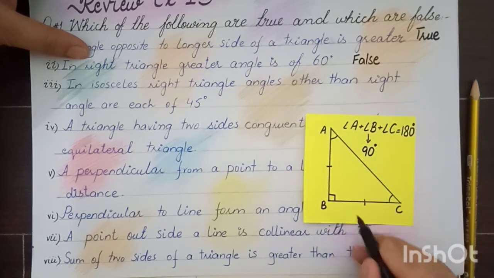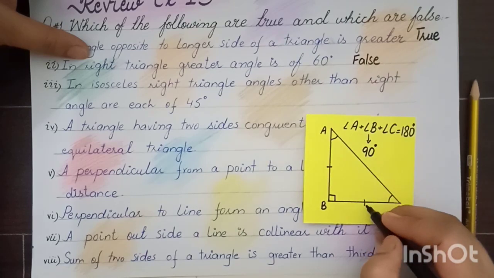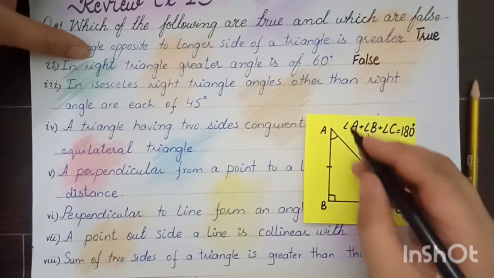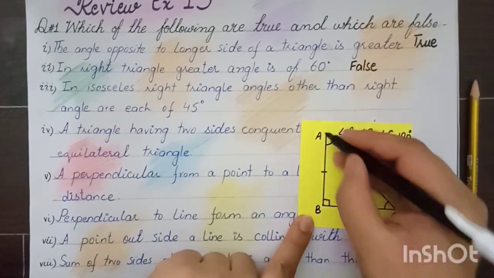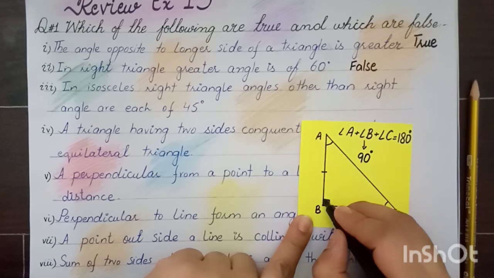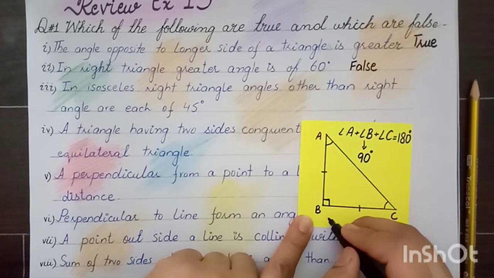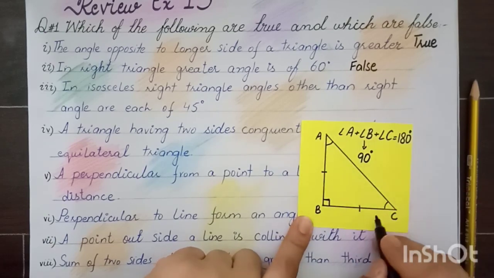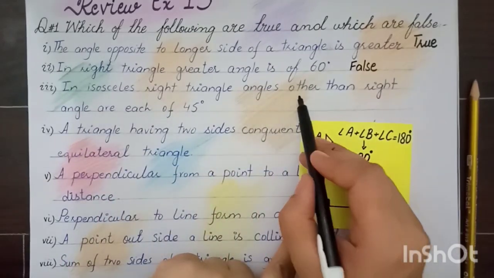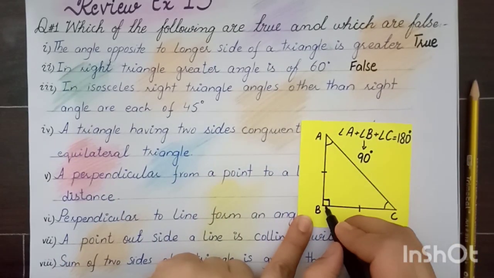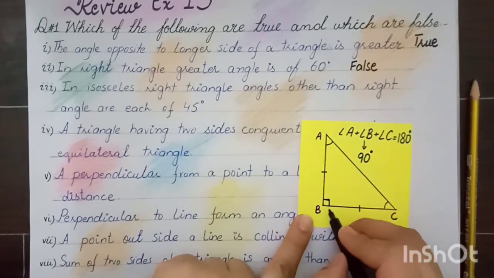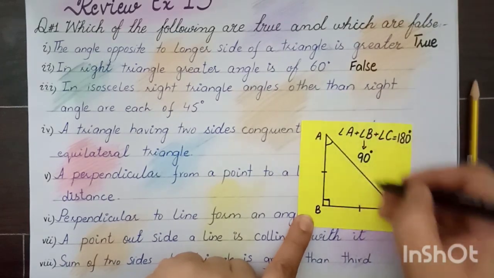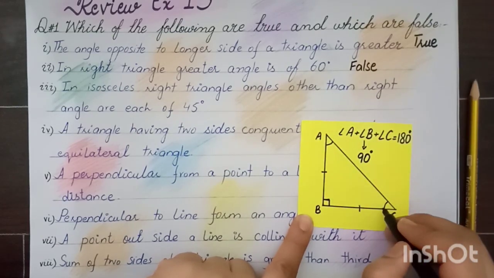So I have to take AB and BC. These two sides are equal in measure. For isosceles, two sides are equal, and for the right triangle it has a 90 degree angle. So this is an isosceles right triangle. He said other than the right angle, 90 degrees is a right angle, are each of 45 degrees, means one angle is 90 degrees and the other two are 45 degrees.